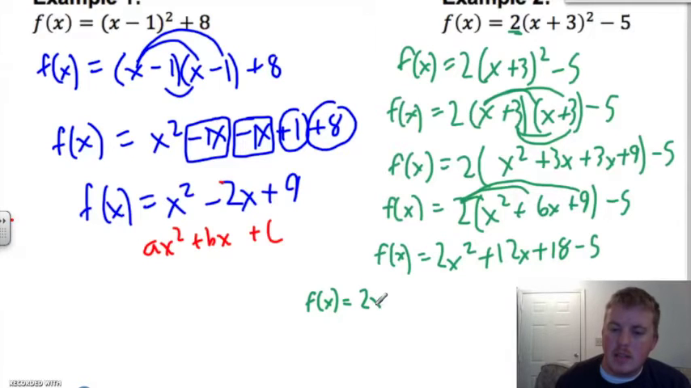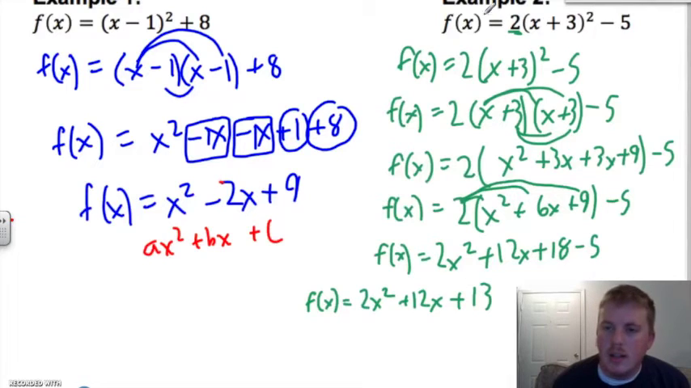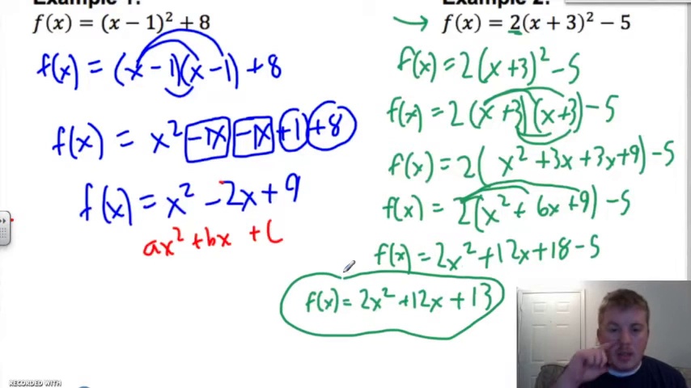I have just a 2x squared, I have a 12x, and then I have a plus 13. And that has combined all my like terms, and I have converted this example right here into standard form. So that wraps it up for vertex form to standard form. It's pretty simple. You'll follow this process in each step when you're asked to convert from vertex to standard form.